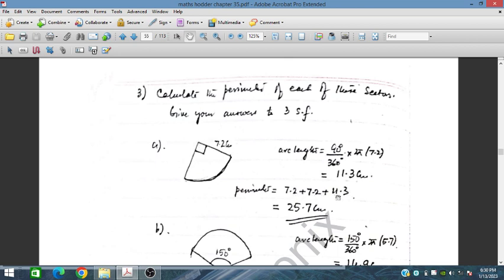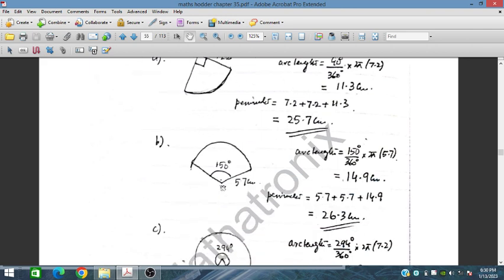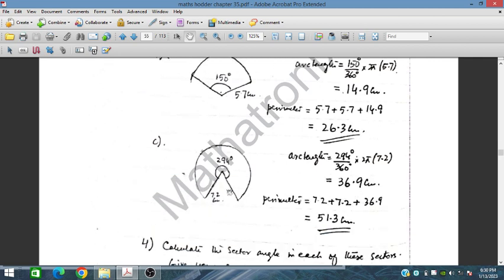So 7.2 plus 7.2 plus this arc length, 11.3. So this gives the perimeter of this sector: this length, this length, and this arc length. Similarly for this one. So we have calculated the arc length, and then twice the radius plus the arc length. Similarly, twice the radius and this arc length.